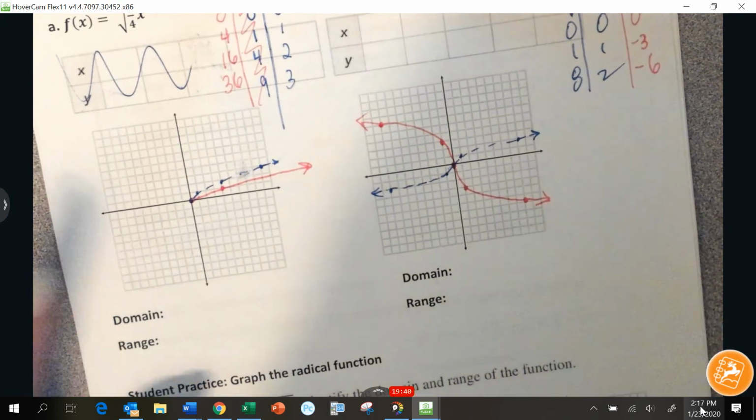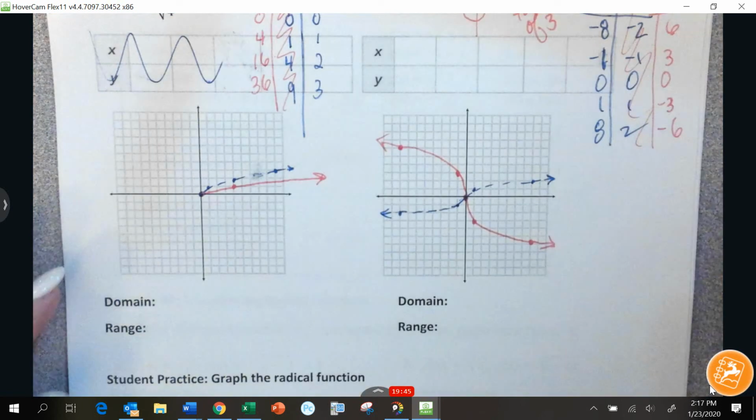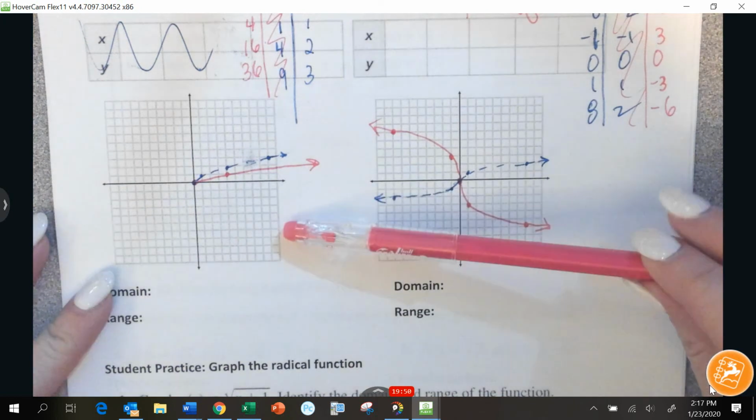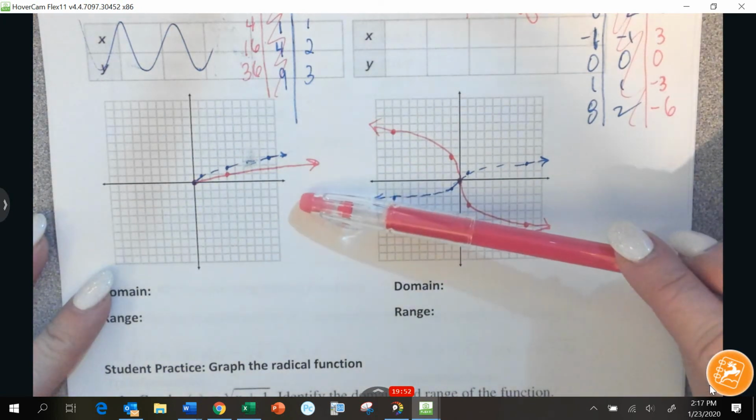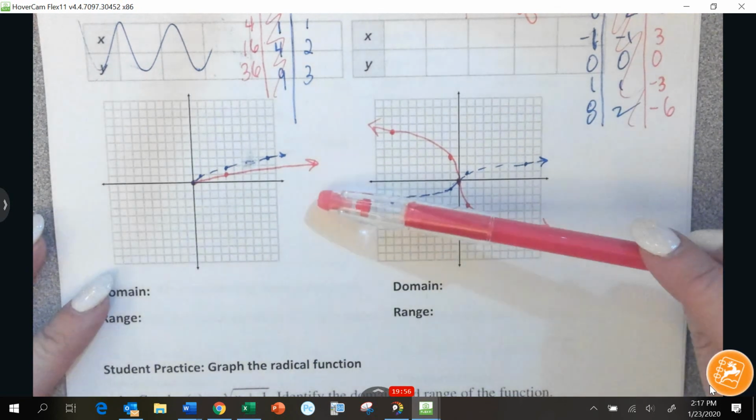Oh, we didn't do domain and range yet. Oh yeah, sorry. This was the part I screwed up. Think one: domain and range. Remember, domain is which variable? X. Well, yeah. It's all real.